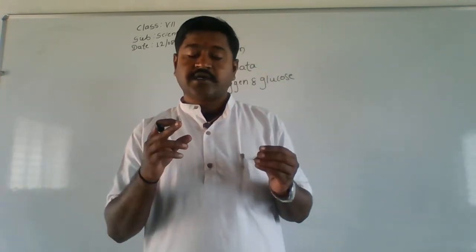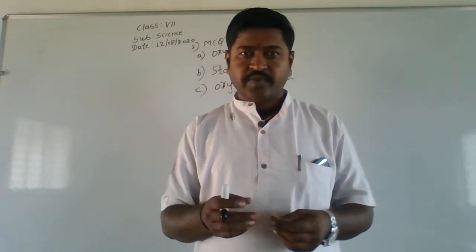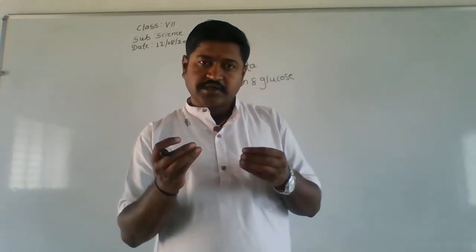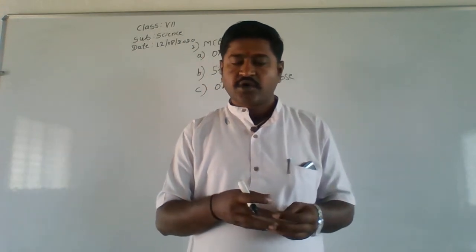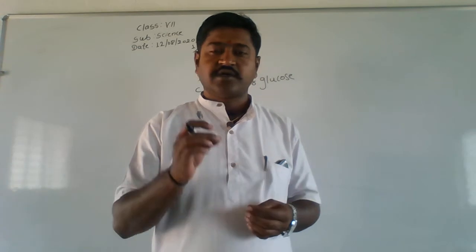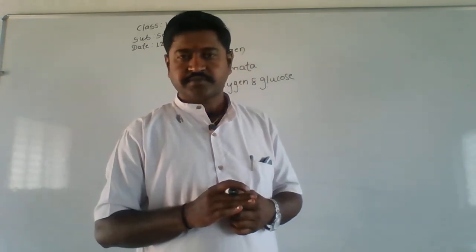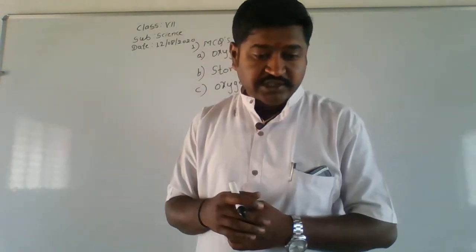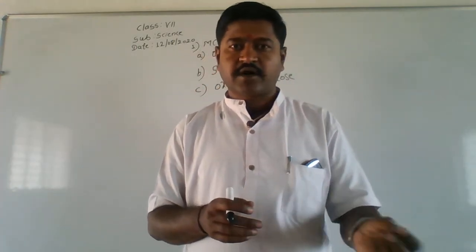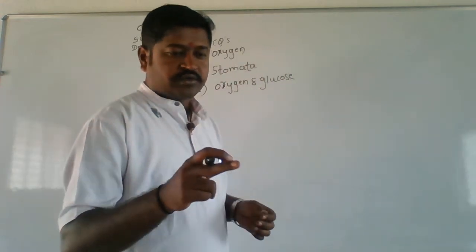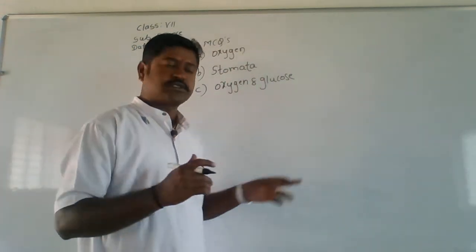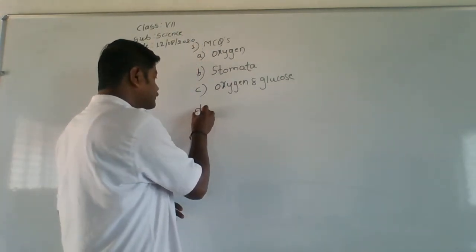No, whatever glucose is produced is utilized by the plant, right? Once that glucose is utilized by the plant, whatever excess or extra amount of glucose is present is stored as starch. Then the last option, starch and carbon dioxide. They have given it in the reverse format of option third. So the end products of photosynthesis are oxygen and glucose. Then we'll move on to the next one.